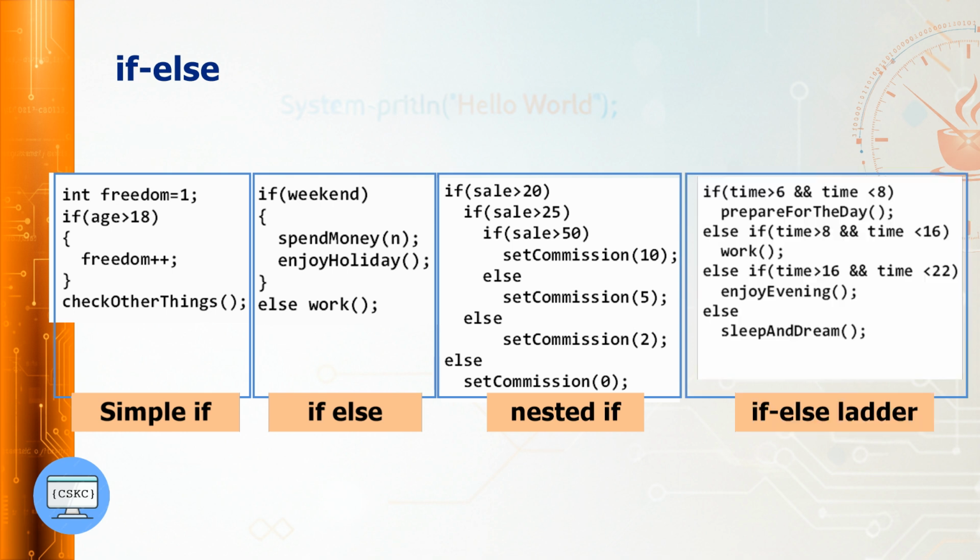The if-else ladder is one of the very popular forms where multiple ranges are checked with the help of else-if checks one by one. In most cases, the last one is just the leftover else statement without any further condition.